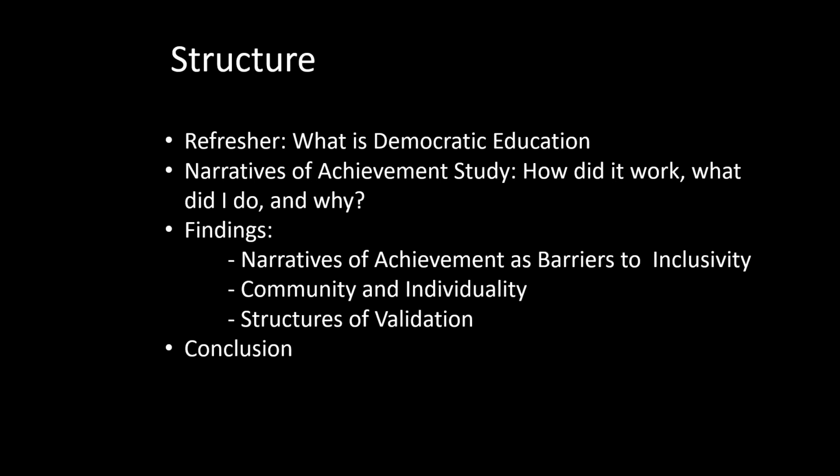Then I'll go into my research method, how it worked, what exactly it was I did, and what we can draw from it. And after that, we're going to look into some of the findings a little bit more specifically. And these findings are mainly about inclusivity in democratic education spaces, concepts of achievement and belonging, and also structures of validation. And then we're going to summarize the whole thing and just look at what that means going forward.